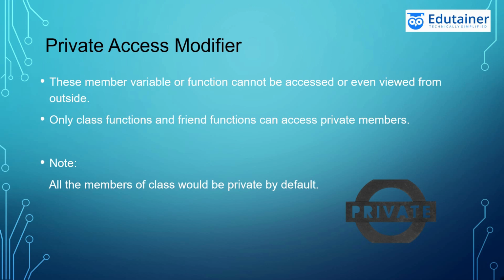Now, all the members of a class are private by default. As I told you, the class uses the private access modifier as default. Let's move to Code::Blocks so that I can show you how the private access modifier works.